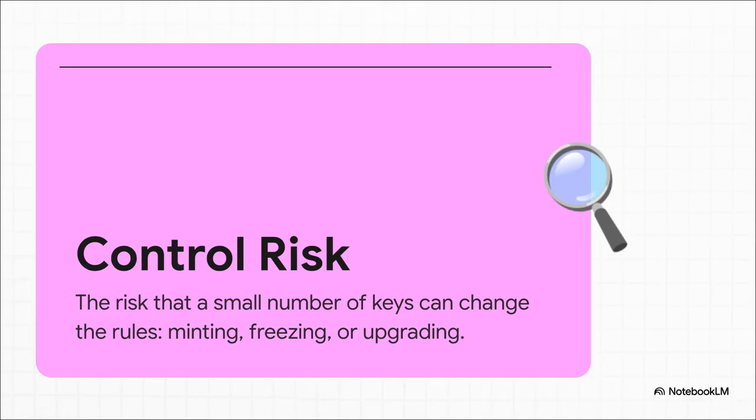Okay, so control risk is basically the risk that a very small group, maybe even just one person, can change the rules of the token whenever they want. We're talking about huge things here, like creating more tokens out of thin air, freezing your ability to move your own money, or even completely rewriting the code. Now listen, this isn't automatically a bad thing. Some projects, especially new ones, might need these controls, but it is a fundamental, non-negotiable piece of the puzzle that you have to understand before you go any further.